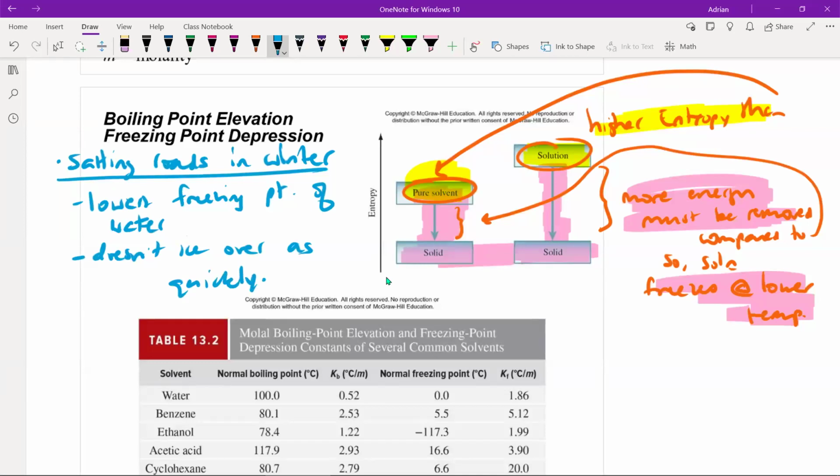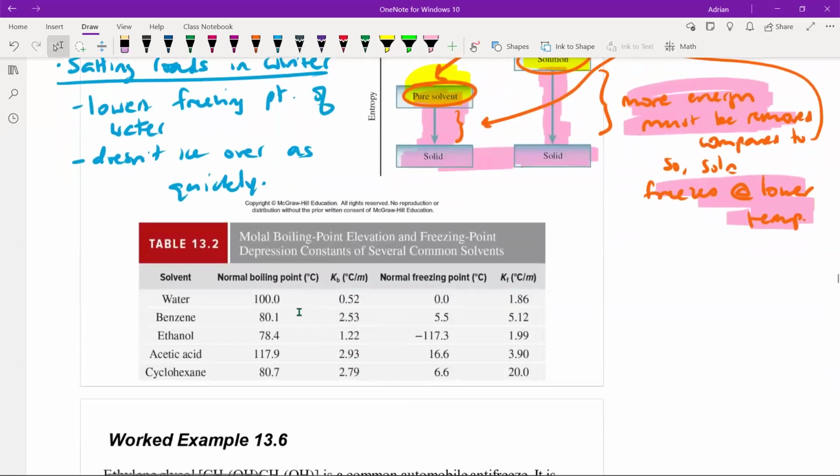Now, if the temperature gets super cold, then no amount of salt you can add is going to help. But in cases where you're hovering just under the freezing point, 0 degrees Celsius, that can help in some cases. So here we have some boiling point elevation constants and also freezing point depression constants for several very common substances, water being the most common one, but there are other ones that we see down here as well.